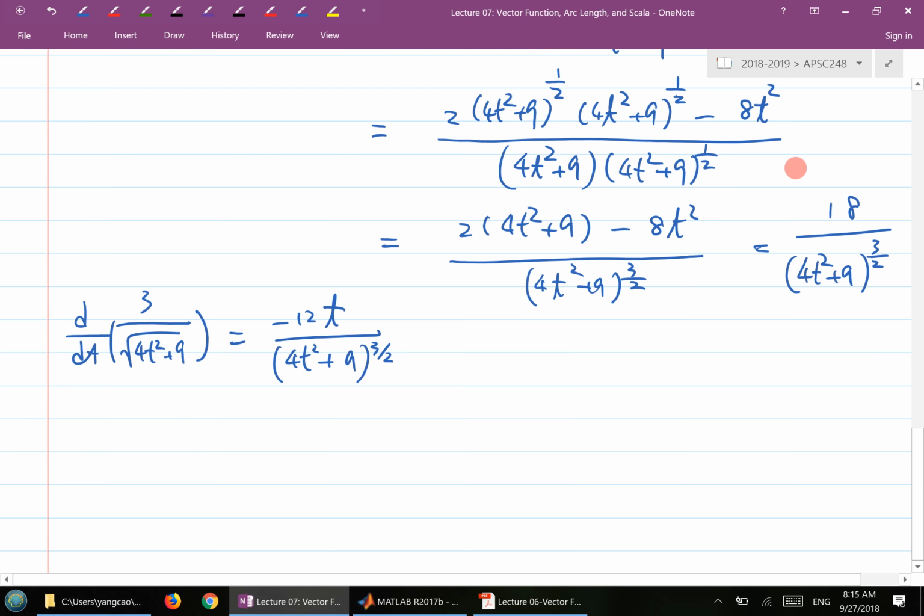So then you can put it together. You get dT hat over dt, which is equal to 18. Now, if you look at these two terms, both of them have (4t squared + 9) to the power of 3 over 2 as a common factor, right? So I'm going to just pull it out. And then you have 18 minus 18 and then negative 12t, as a vector. Okay, that's your derivative dT hat over dt.